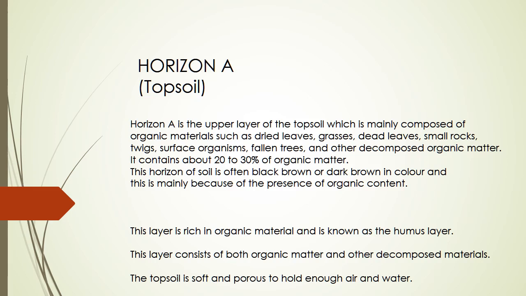This horizon of soil is often black brown or dark brown in color, and this is mainly because of the presence of organic content. This layer is rich in organic material and is known as the humus layer. This layer consists of both organic matter and other decomposed materials. The topsoil is soft and porous to hold enough air and water.